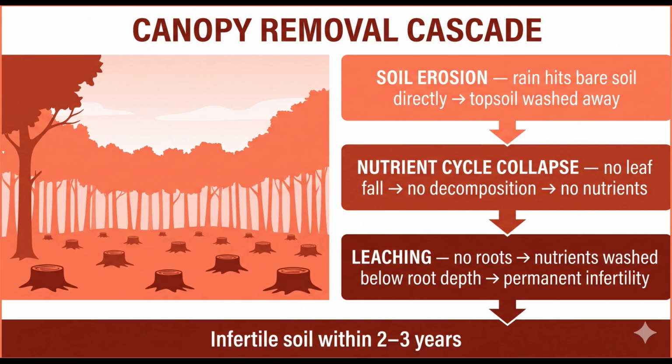Consequence 2, nutrient cycle collapse. With no trees, there is no leaf fall. With no leaf fall, decomposers have nothing to break down. No decomposition means no new nutrients enter the soil. The nutrient cycle stops completely.